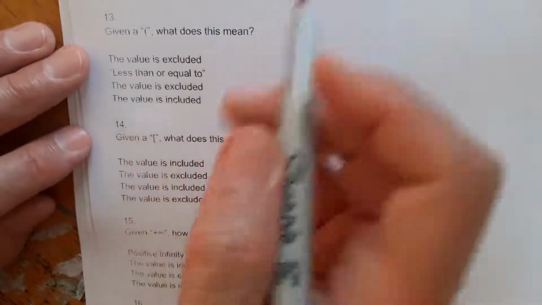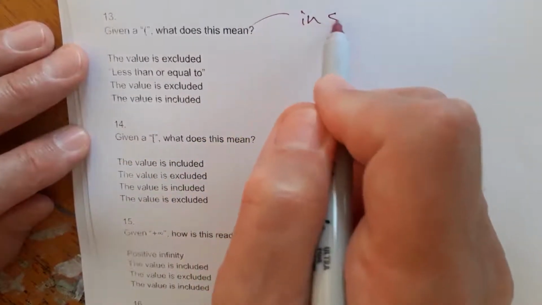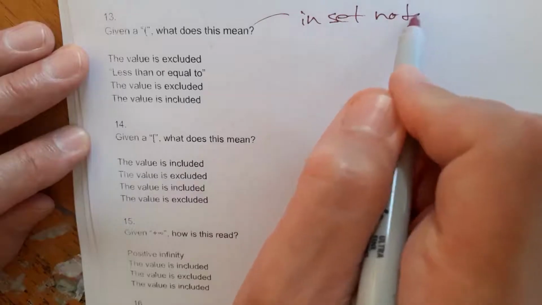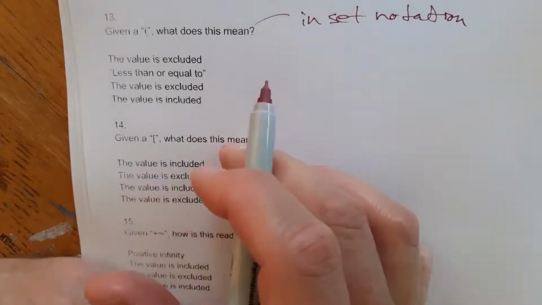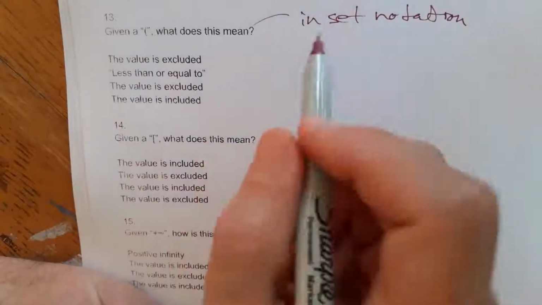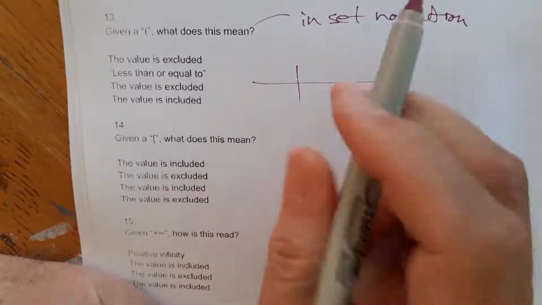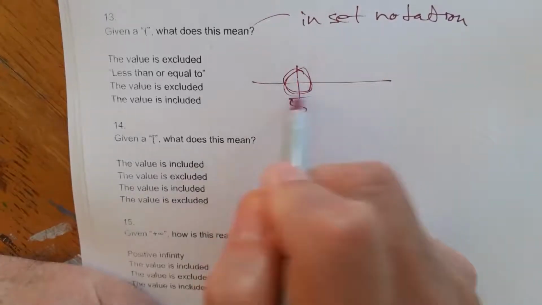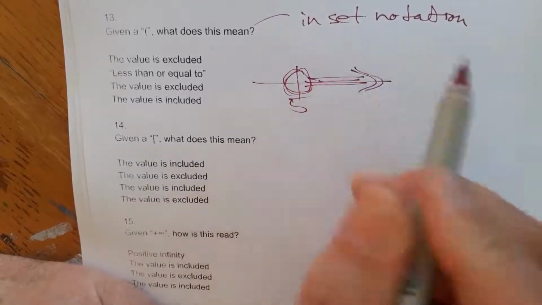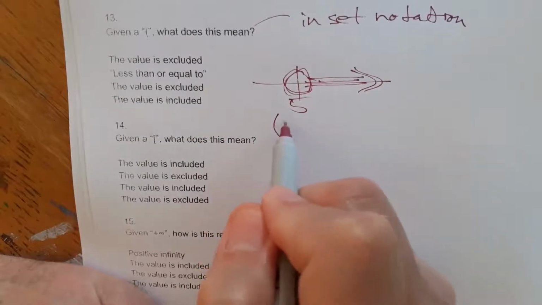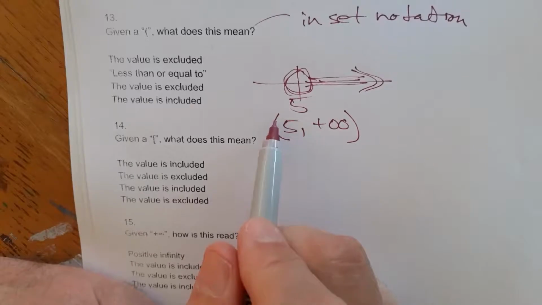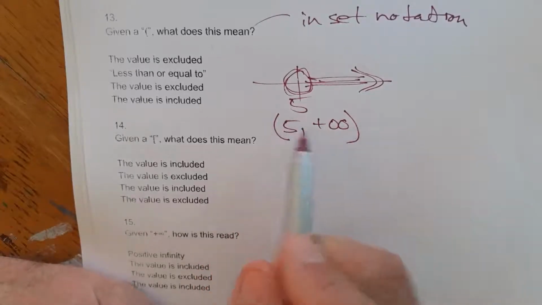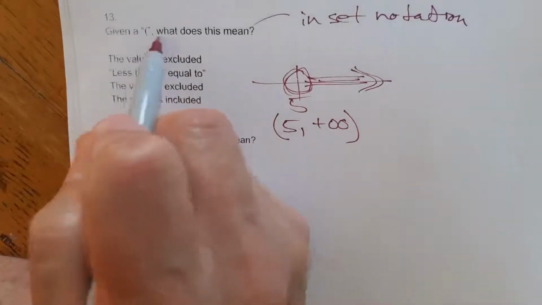Okay. Now we go into set notation here. Given a parentheses, what does it mean? In set notation, which I can't write very well. So the value is excluded. So let's say it's the same thing we started with. We've got 5. It's an open dot, everything to the right. What we could write here is parentheses 5, comma, plus infinity, parentheses. This is set notation. It means from 5 on up, not including the 5 because it's a parentheses.